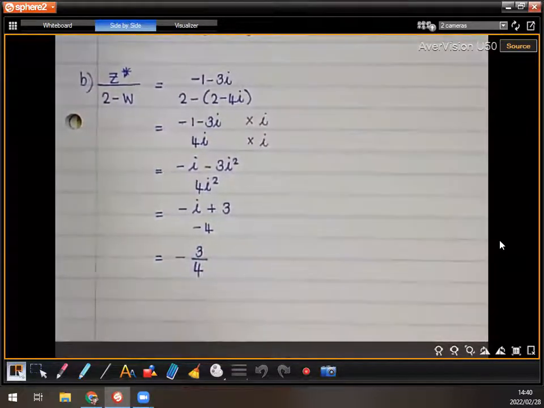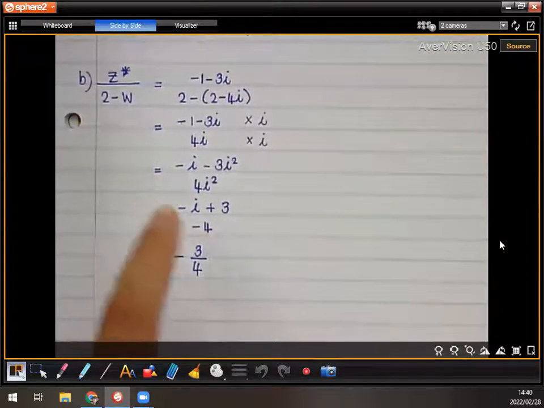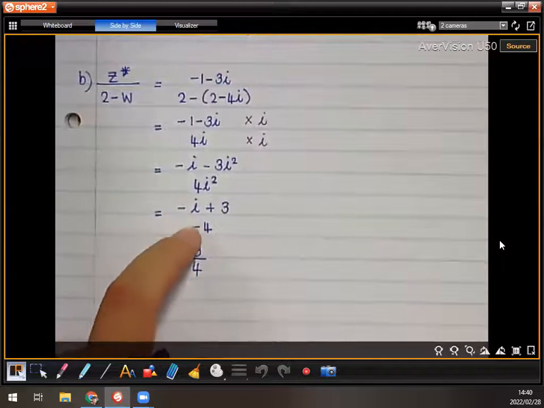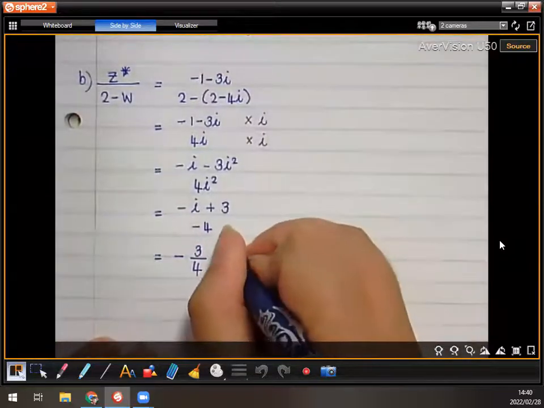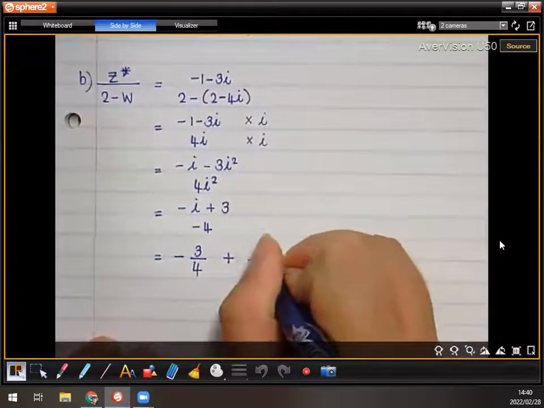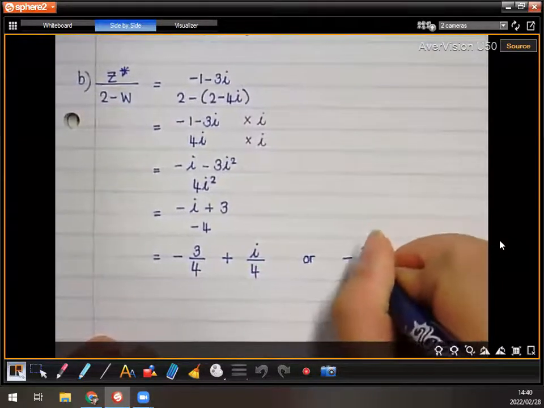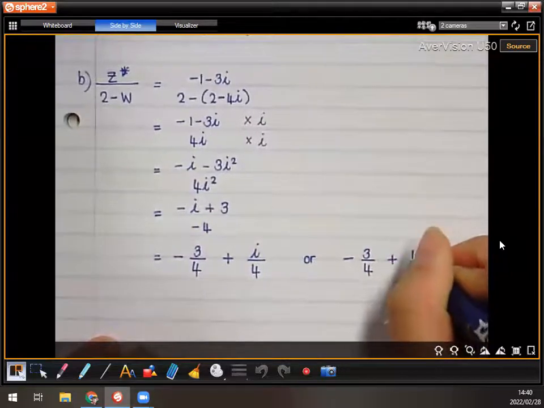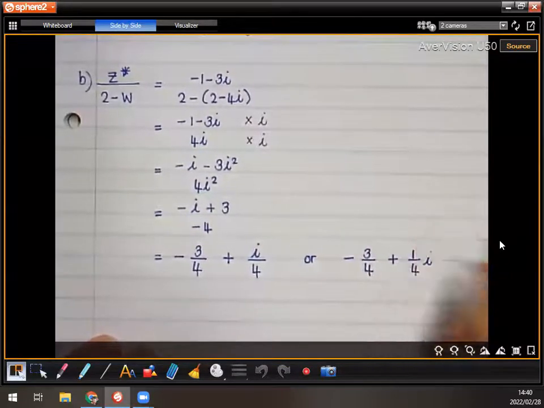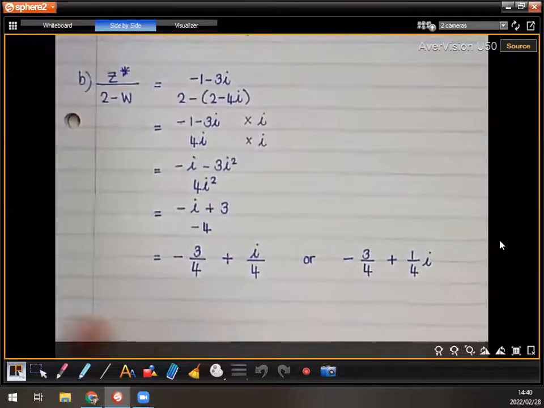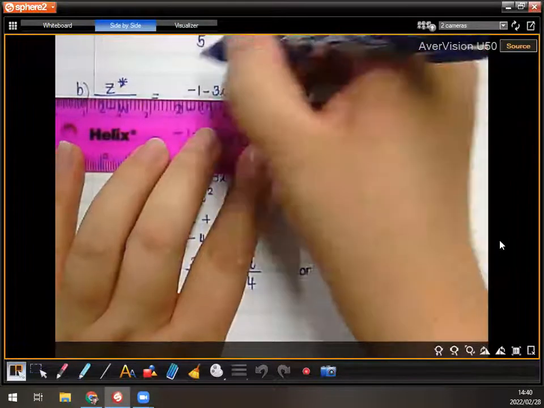I'm splitting up that fraction, right? And I'm just putting the real part first. So that's how they want the answer. And the imaginary part is going to be negative i over negative 4, which is what? Plus i over 4. Or you can write it like this, negative 3/4 plus 1/4 i. I'm just going to freeze quickly so I can draw in all my lines there with the ruler. Just hang on.